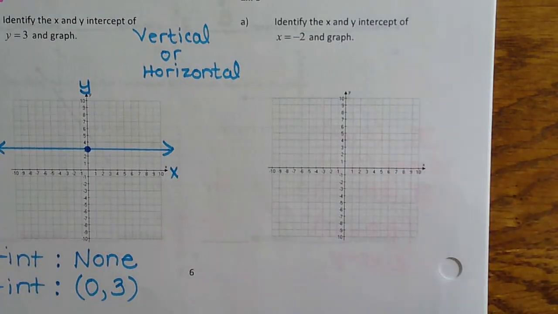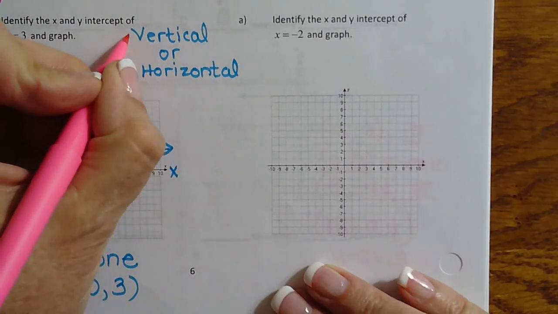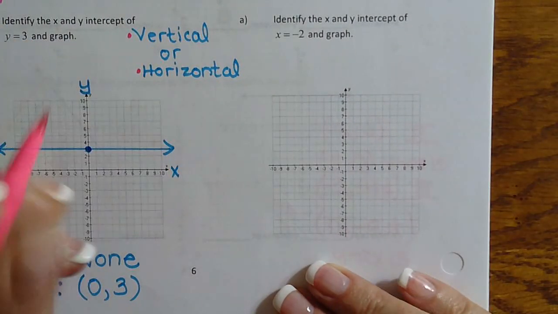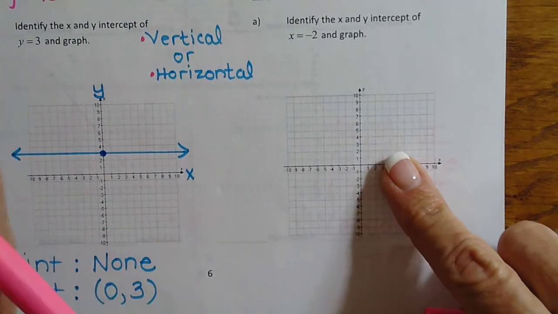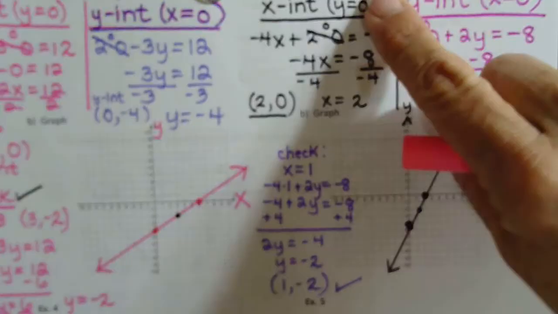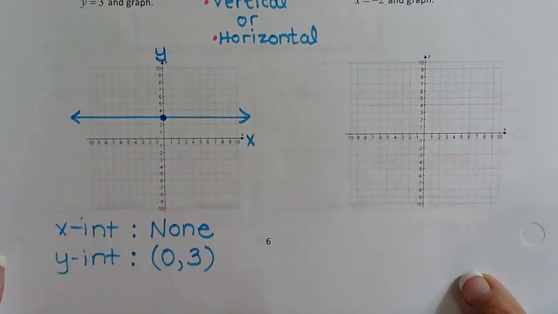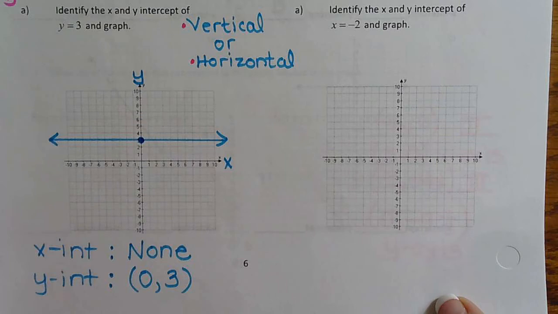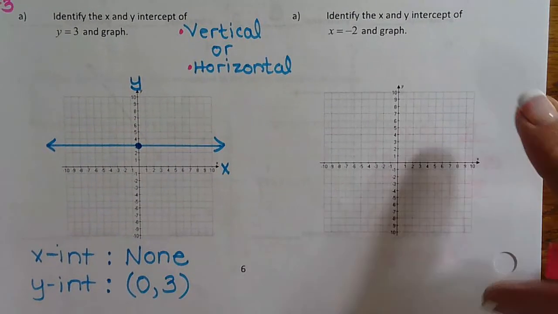x equals -2. So once again, I know it's one of these two, and I can always tell because there's one variable. If we have an x and a y, like we did above, we get just a normal line. But when we have only an x or only a y, like these last two examples on page 6, then we know they're going to be the special case.